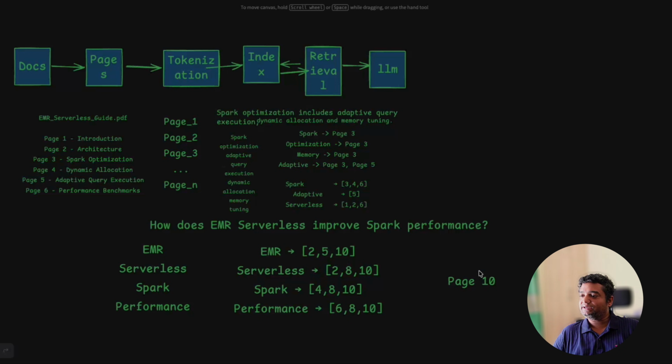Now page number 10 is common in all the keywords, all the tokens. So we'll consider 10 as the highest ranking page. Similarly, we'll get other pages, like page number 8 is common in 3 of the indexes, so page number 8 will be ranking 2. Similarly, we'll have multiple pages retrieved with this information, and then we'll have the set of pages that need to be passed to the LLM.